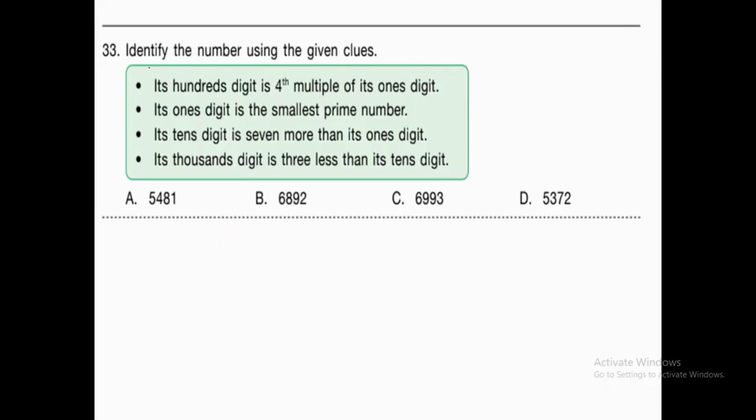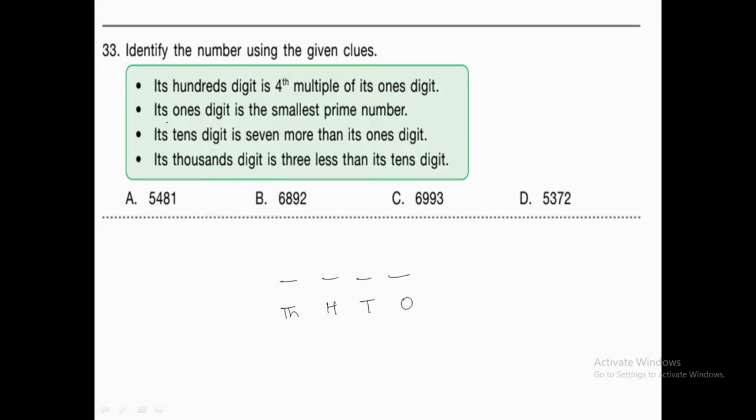Let's move to the next question, which is question number 33. Here we need to identify the number using the given clues. We need to find the number by the clues given over here. It is saying that the number has 4 digits. Let's mark it: this will be thousands, hundreds, tens, and ones.